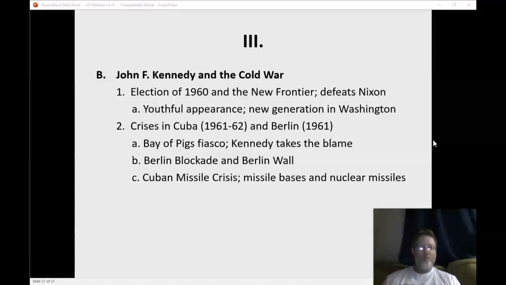So we blockade Cuba. We send our boats out, our navy, to actually intercept and stop the ships. Apparently, our CIA is working overtime here because we know exactly what ships are coming over. We know which ships have the missiles. We blockade Cuba. We stop the ships. It becomes a huge crisis.